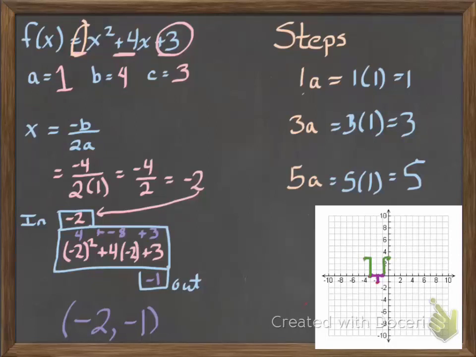Then to get to the following one, I am going to go up 5 over 1, up 5 over 1. And so this is just giving me my points that I want to graph with, to graph that parabola.